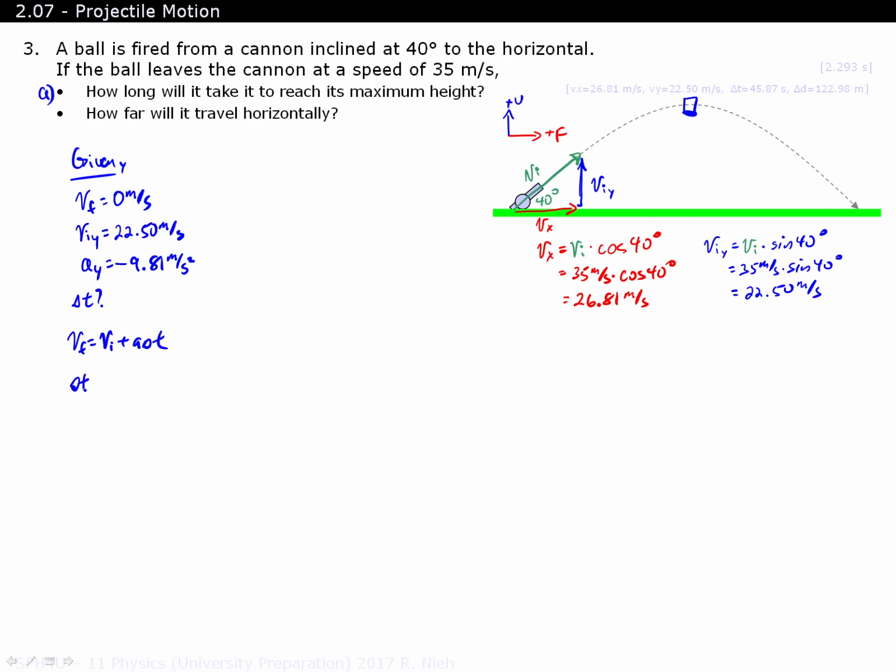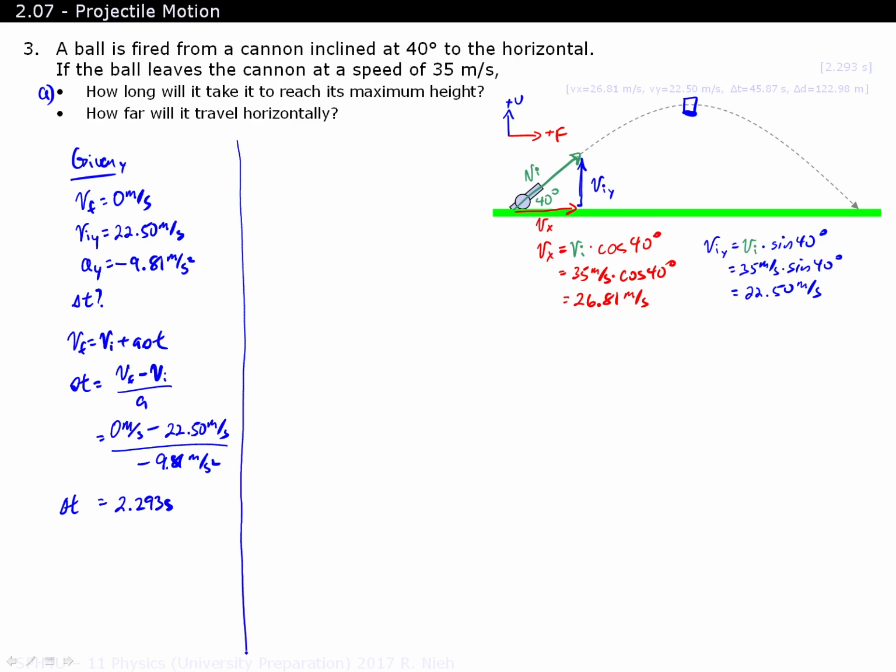And again, after enough practice, you can rearrange these things easily in your head. So VF is 0 meters per second, VI is 22.50 meters per second, and A is at negative 9.81 meters per second squared. Luckily, since the numerator and denominator are both negative, we end up with a positive answer as expected. So the time that it takes for it to reach its maximum height is 2.293 seconds.